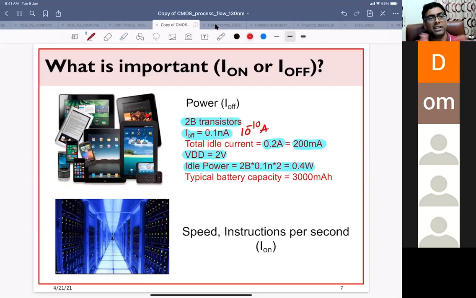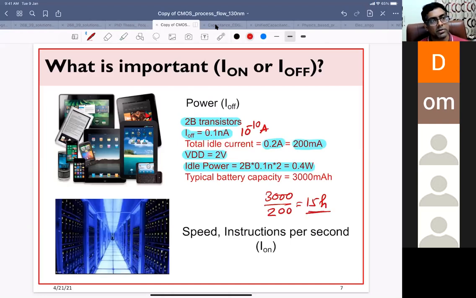So you are not doing anything. Let's say your mobile phone, you have just kept it on a table, not doing anything, but it is drawing 0.4 watt of power. If your battery capacity is 3000 milliampere hours, you could calculate how much time your battery will last, even if you are not doing anything, right? So if the capacity of your battery is 3000 milliampere hours and your idle current is 200 milliamperes, it will hardly sustain 15 hours, right? If you're not doing anything on your mobile, it's just kept on your table, in 15 hours your battery will discharge, right?